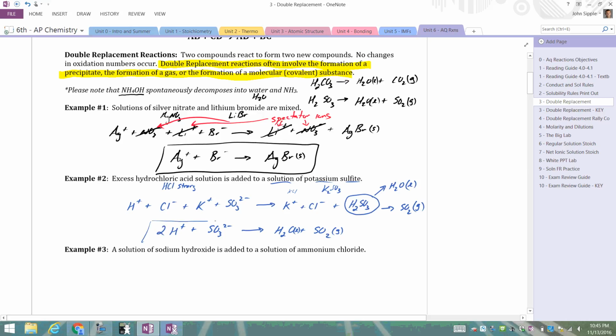So you want to write a balanced equation. Sometimes in the answer key they don't give you a balanced equation, but we want to get into the practice of balancing our equations and always balancing them. Okay, so there you go. Let's go on to the next one here.